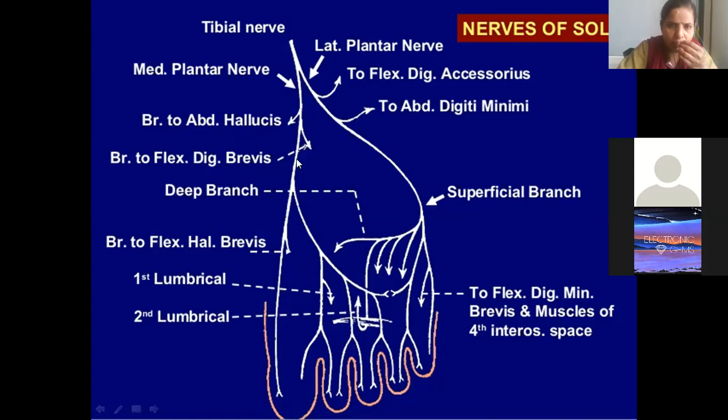Now, once it is coming down, you can see it is dividing into medial branch and lateral branch. Isn't it, Peter? See, this is the medial branch and this is the lateral branch. Now if you see its journey on the medial aspect, it continues to supply the flexor hallucis brevis. And then it goes on the medial aspect of the big toe or the great toe. Then you can see the lateral division is going in this direction.